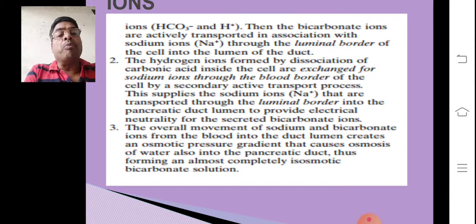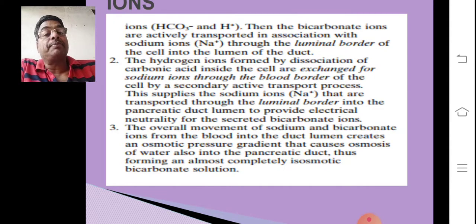The overall movement of sodium and bicarbonate ions from the blood into the duct lumen creates an osmotic pressure gradient that causes osmosis of water also into the pancreatic duct, thus forming an almost completely isoosmotic bicarbonate solution.